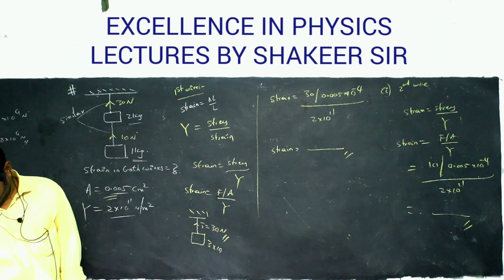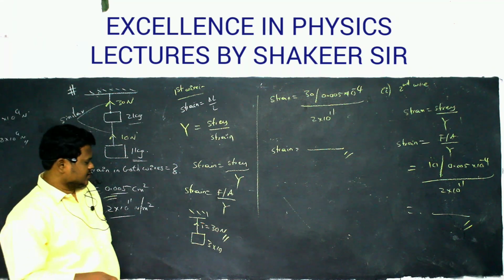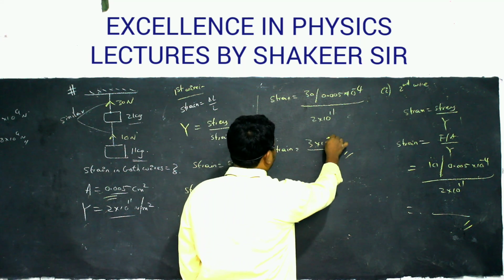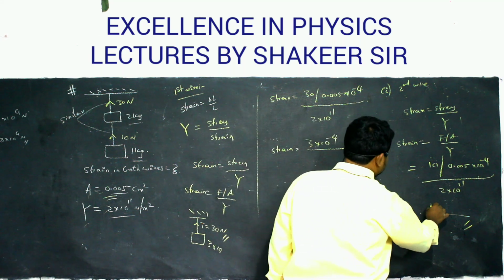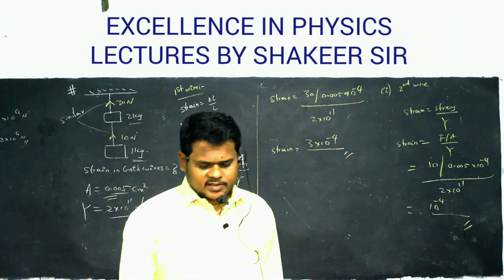10 power minus 4 for the first one, 3 into 10 power minus 4 for the second one. So that is, this is how much? 3 into 10 power minus 4. This is 10 power minus 4. Clear? So those are the answers which you should get.